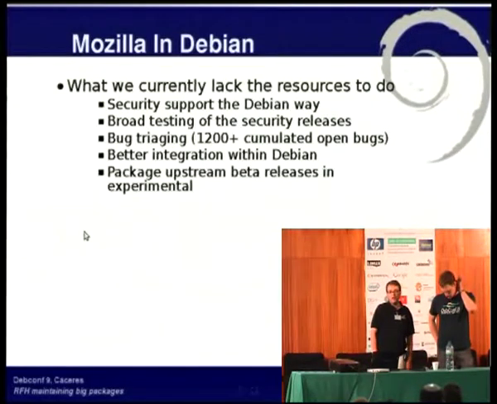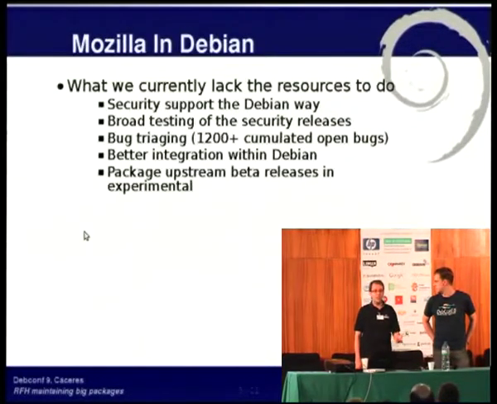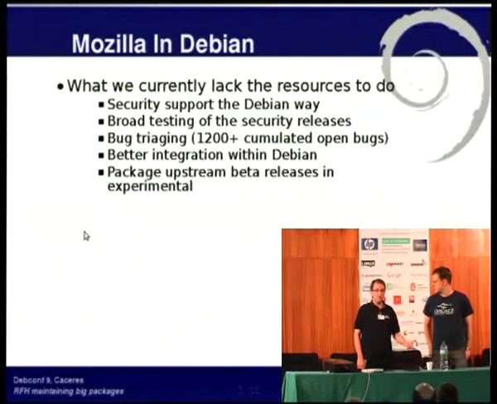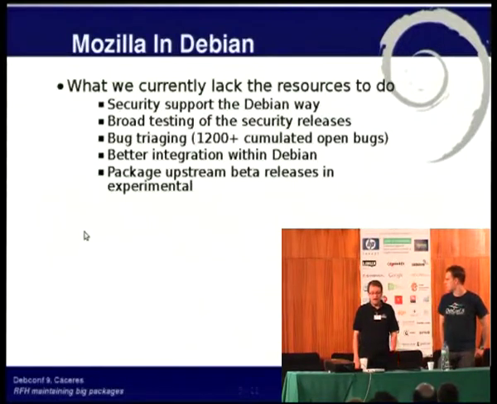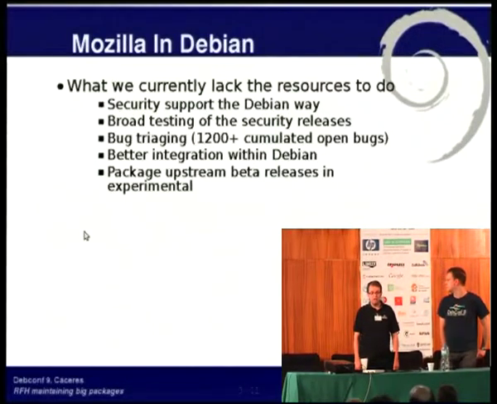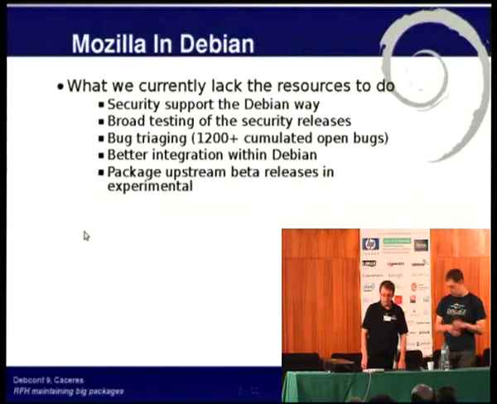We could and we should, but we can't do better integration within Debian, which would mean having a plugin system. Like if you go to a page where you don't have the plugin, you could get the plugin from APT. Ubuntu has something like that. We could port it, but it's still something we need time for. And we really should package upstream beta releases in experimental much earlier than we currently do, but I don't have the time for that. Well, basically, it's the status for Mozilla in Debian.